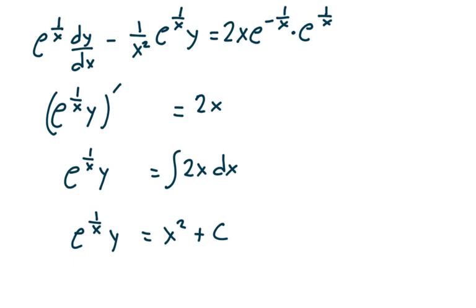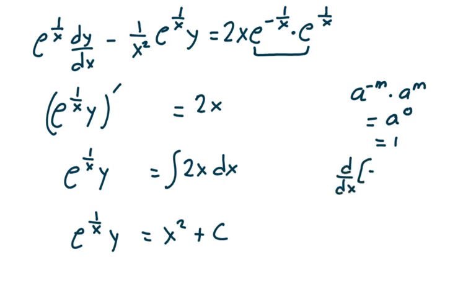But remember, laws of exponents. a to the negative m times a to the m is equal to a to the 0. Negative m plus m is 0, and that's 1. And so when I multiply these two together, I get 1. And also remember that the derivative of e to the 1 over x is negative 1 over x squared e to the 1 over x. And so the derivative of e to the 1 over x times y is equal to 2x. That's what this line says.